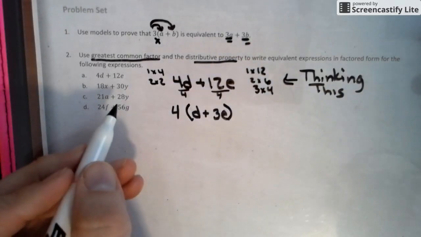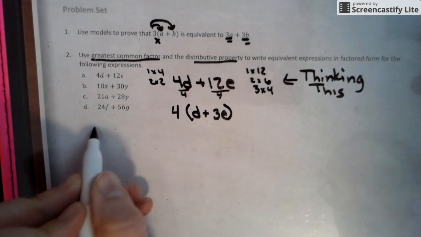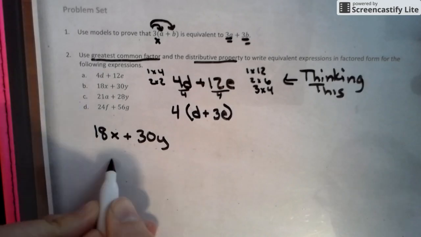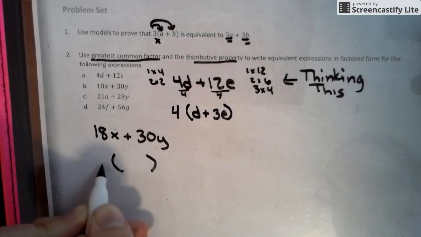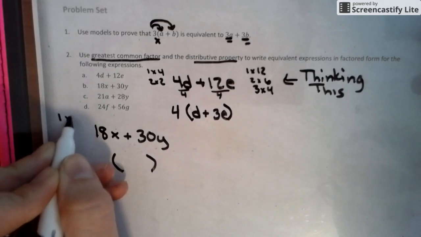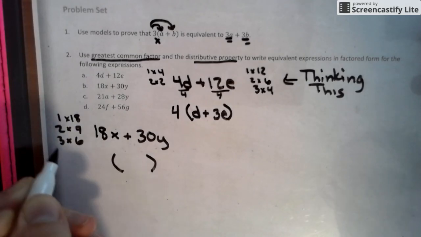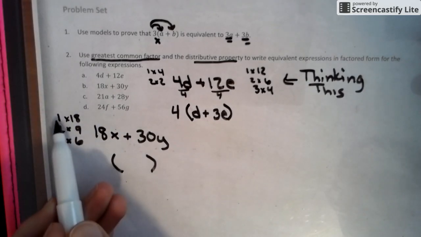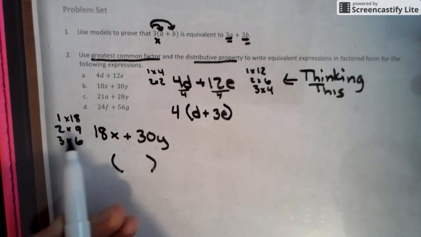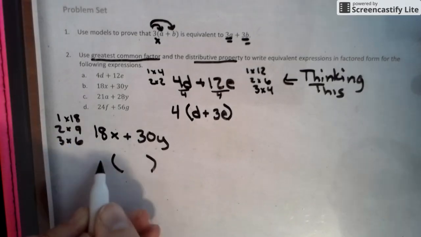Okay, so now we're going to look at letter B, and we're going to bring that down here. So we're going to have 18x plus 30y. So we know we're going to make one set of parentheses, and something's going to go on the outside. So we kind of have to think of what makes 18. We have 1 times 18, 2 times 9, 3 times 6. So then we look over here and we say, well, 1 goes into 30, 18 does not, 2 does, 9 does not, 3 does, and 6 does. So they have a 6 in common.